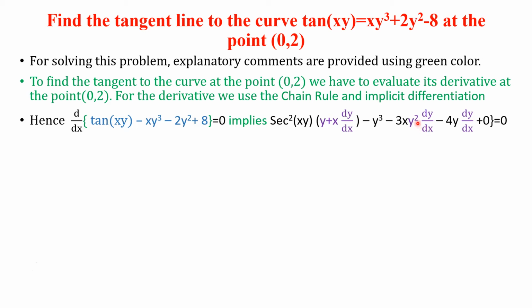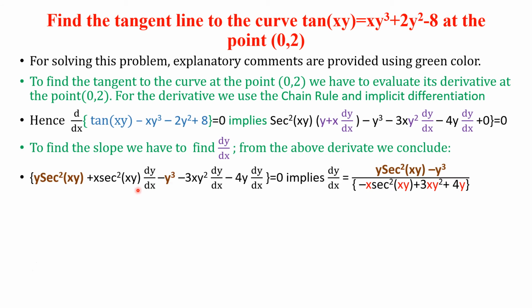Once again, the ones in purple involve implicit differentiation. Minus, and we have the derivative of 2y^2, which will be 4y·dy/dx, plus the derivative of 8, which is 0, and all of this is going to be equal to 0. Now it's very clear that we have to take the terms with dy/dx to one side, and then solve for dy/dx. So let's go for it now.